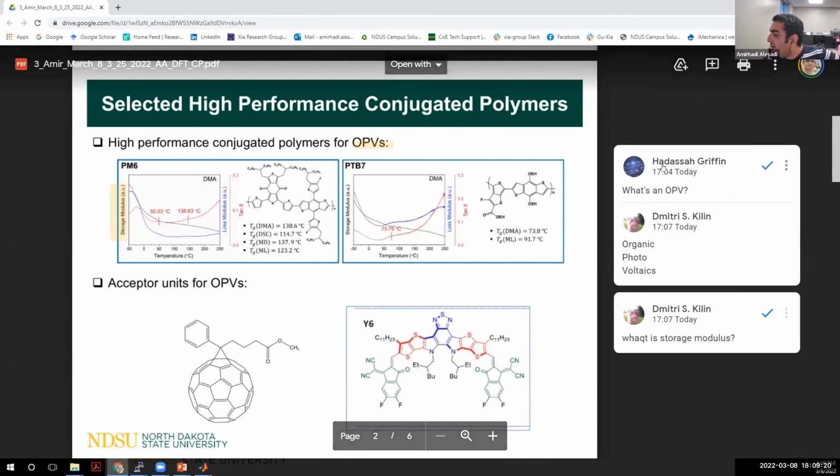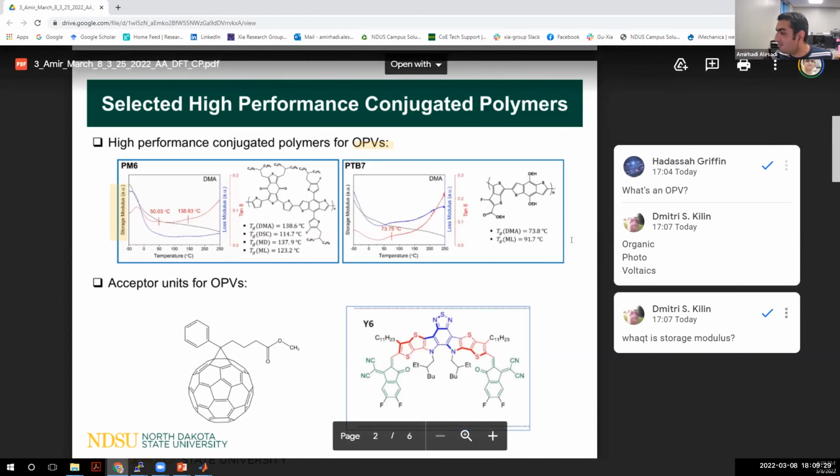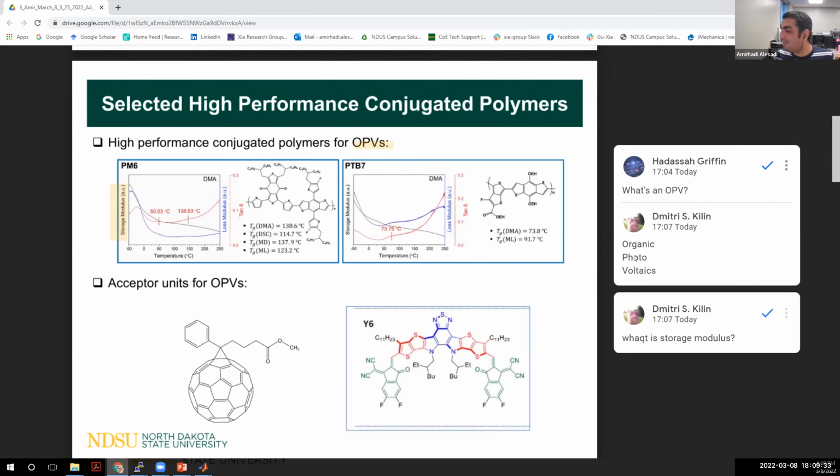Sorry, I cannot pronounce the name correctly, Hadassah, asks what organic photovoltaics is. OPV is organic photovoltaics, used in solar cell applications.